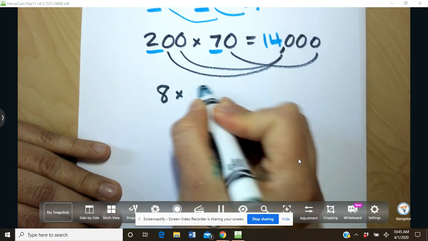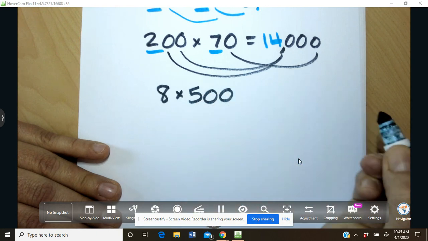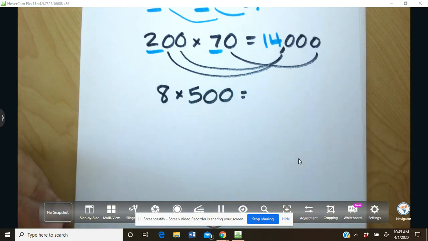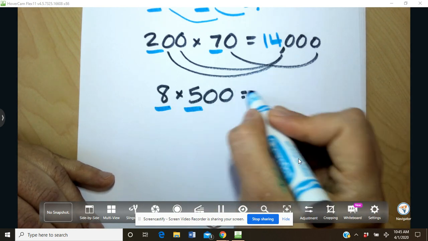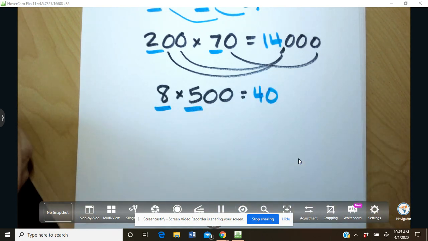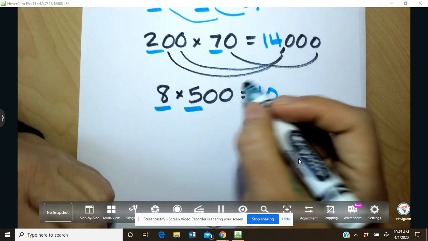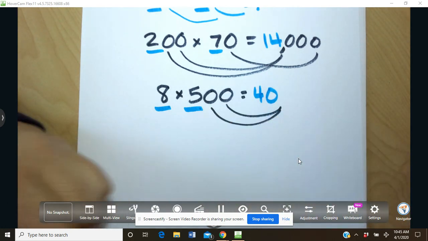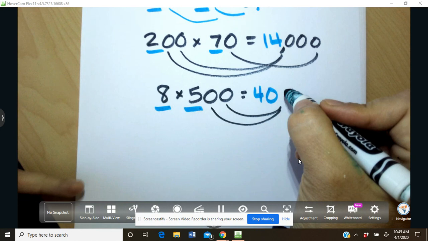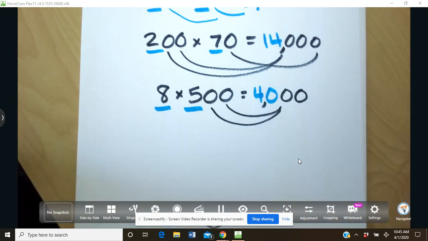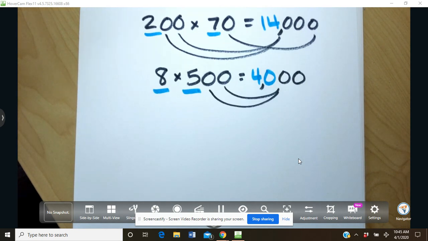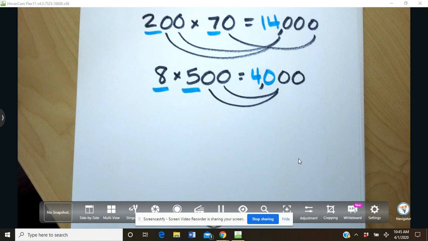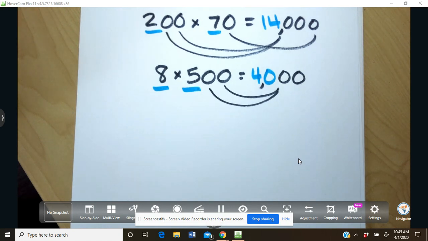8 times 500. We know that basic fact of 8 times 5 is 40, but we need to bring those zeros over. We have two zeros here in the 500. We need to add them on, making our answer 4,000. Now let's use what we know there in multiplication to help us do the same with division extended facts.